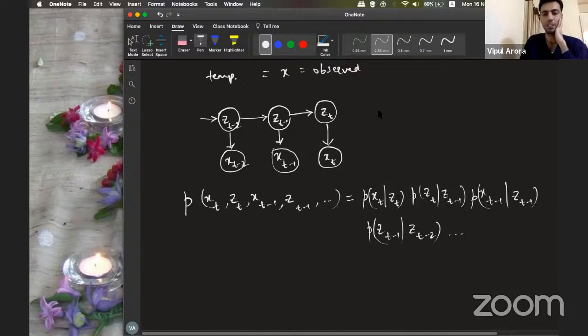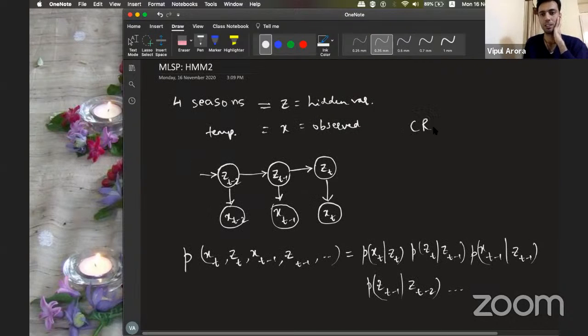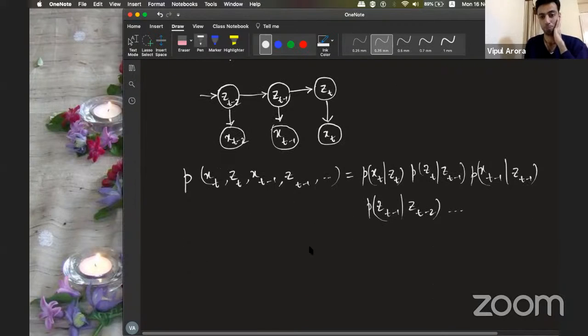Now you see this probability. X is a continuous random variable, right? And Z is a discrete random variable. Now I can say P of Xt given Zt. If I know which season it is, let us say it is summer season, I'm just giving one example scenario. My daytime temperature I can model as Gaussian. It is not exactly Gaussian, but I'm modeling it as Gaussian with the mean in summers. What do you expect?